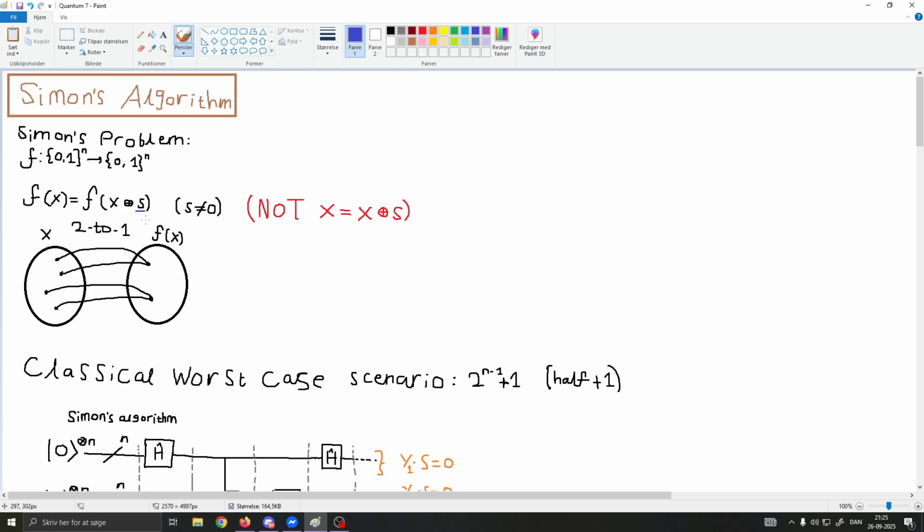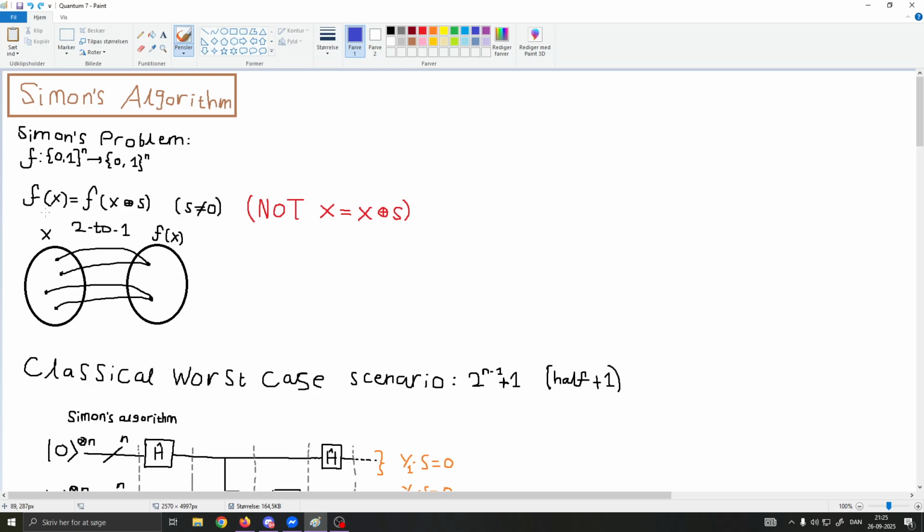The reason it's 2-to-1 is because there's this unique mask, I think it was called a mask in the literature, or it might have been key, I'm not sure. Basically this s means that the function taking some input x outputs the same value for x summed together bitwise, modulo 2, with this mask, and it does this for every possible x value.